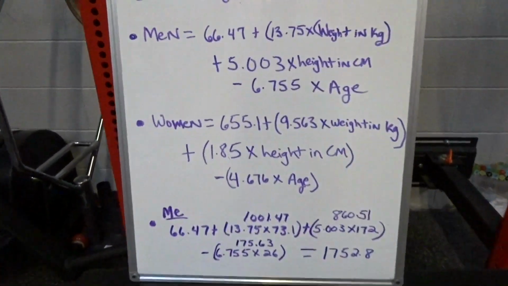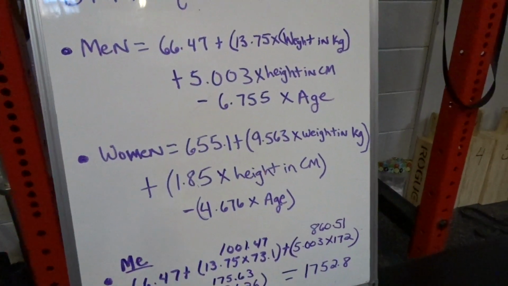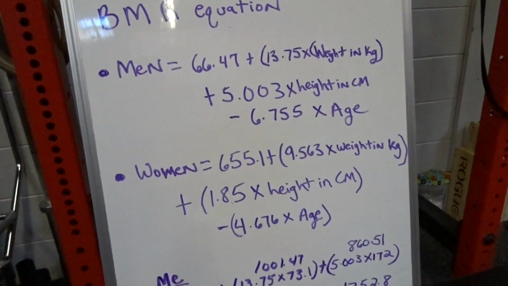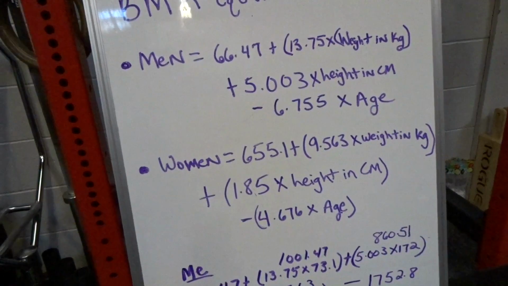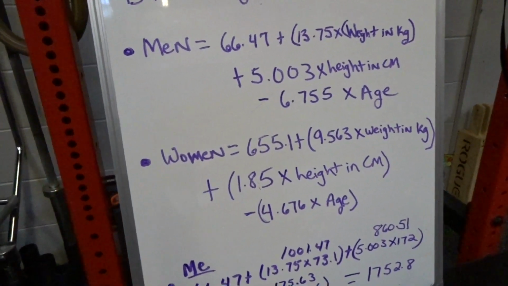But like I said, I will be putting this in the description box here. But for men, it is 66.47 plus 13.75 multiplied by your weight in kilograms, plus 5.003 multiplied by your height in centimeters, minus 6.755 multiplied by your age.